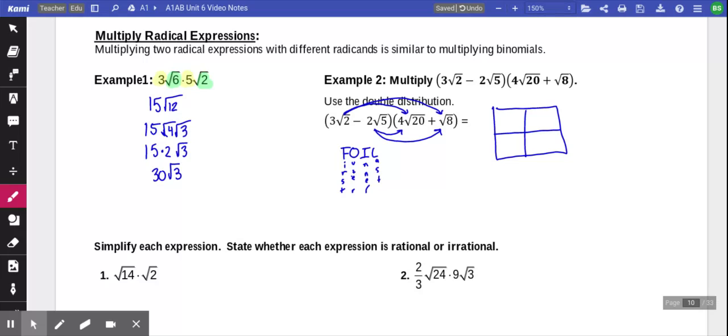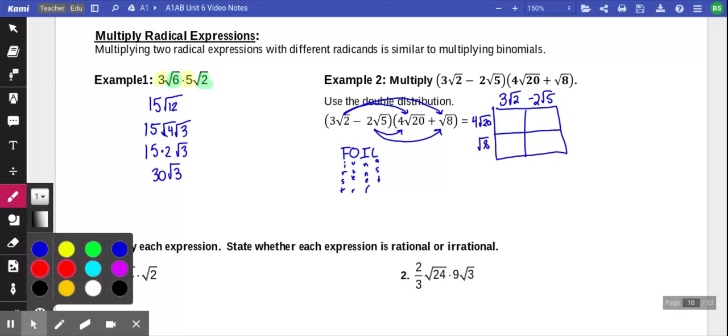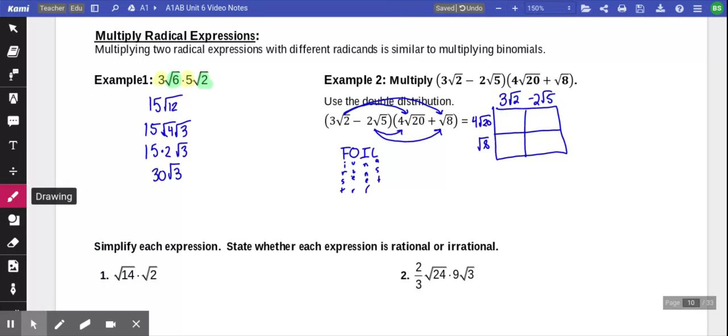But overall, what we're going to look at is the box here, which is just going to organize our multiplication. We have 3 radical 2, and then we have minus 2 radical 5. I'm going to put the negative with that. And we're going to multiply by 4 radical 20 and radical 8. What we're going to do is multiply each column and row together. So we'll start with the 3 radical 2 and the 4 radical 20. Remember, we multiply the like pieces, so 3 times 4 is 12. Radical 20 times radical 2 is radical 40.